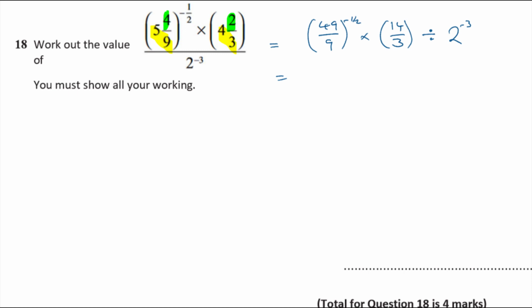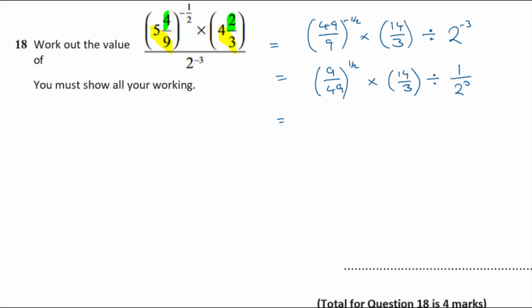So then taking something and raising it to the power of negative a half, if it's a negative index, that's the same thing as 1 over the positive version of that index. So that would be flipping that fraction over. 49 over 9 to the power of negative half becomes 9 over 49 to the power of positive half, times 14 over 3. Not changing that one at the moment. And then I'm dividing by, what am I dividing by? 2 to the minus 3. So a negative index means 1 over the positive version of that index. So it's going to be like that. Okay. And then let's kind of trundle on.